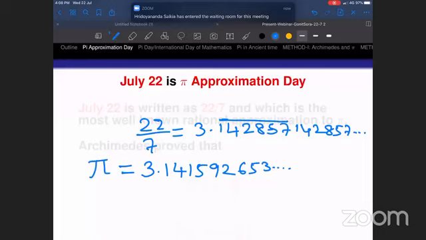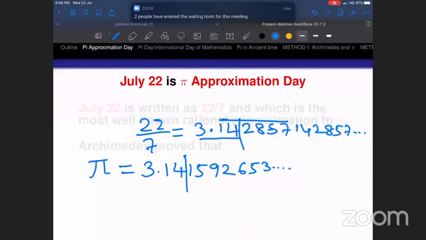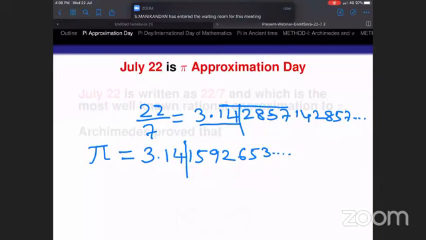You see that the first two decimal digits of 22 by 7 give 3.14, and the actual value of pi is also 3.14. Therefore, 22 by 7 is a rational approximation of the irrational number pi. Why is this approximation so important and known to everybody? By the theory of continued fractions, we can say that 22 by 7 is a convergent of the simple continued fraction expansion of pi.